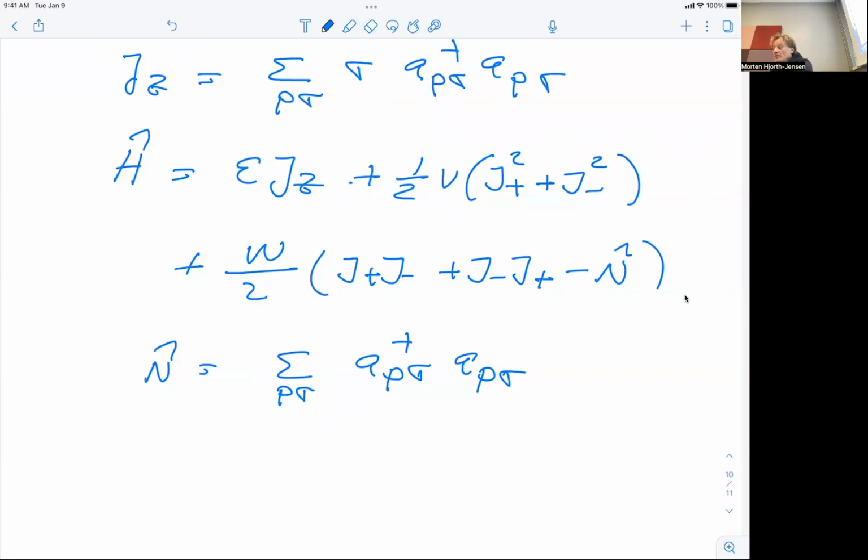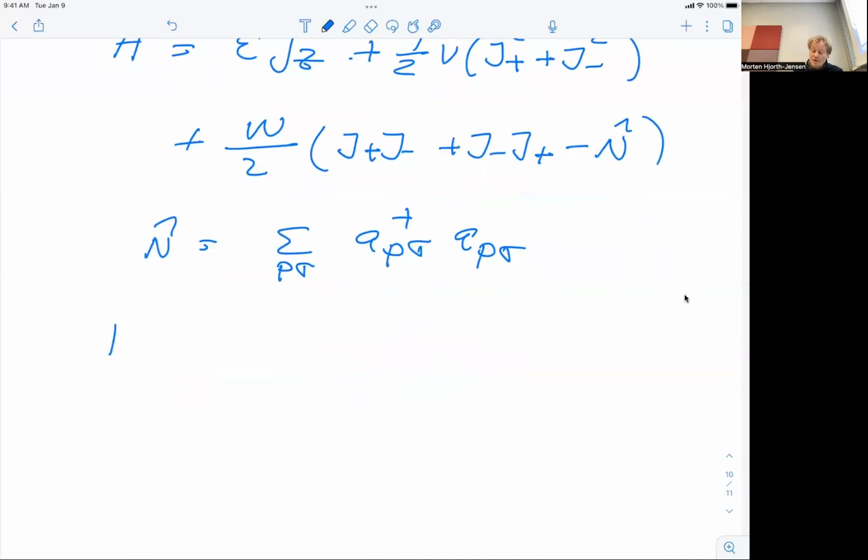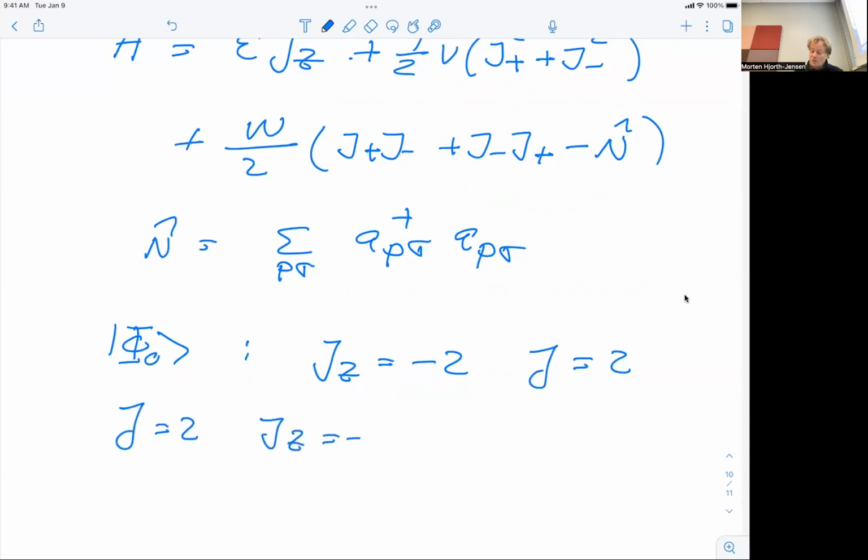So the thing you can do now when you are setting up your Hamiltonian matrix is the following. Keep in mind we could start with a phi 0, which now has a JZ equal to -2. It's going to have a total angular momentum equal to 2. So when we have a total angular momentum equal to 2, we get JZ equal to -2, -1, 0, 1, and 2.